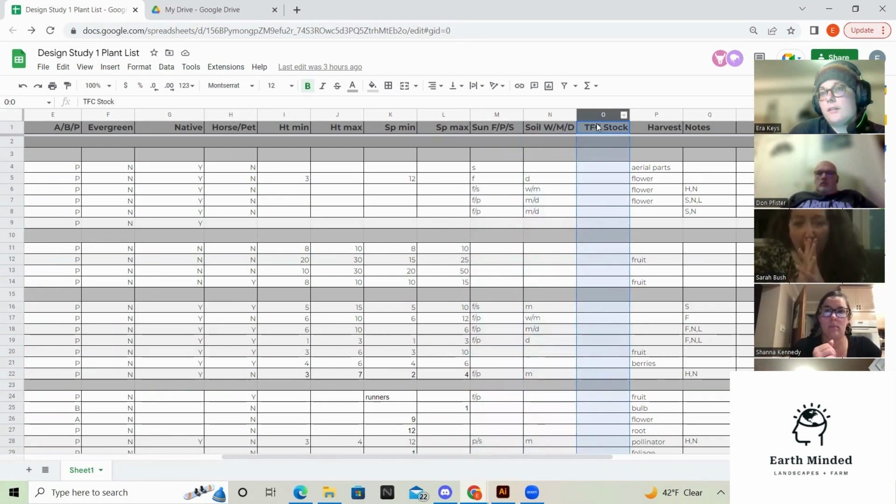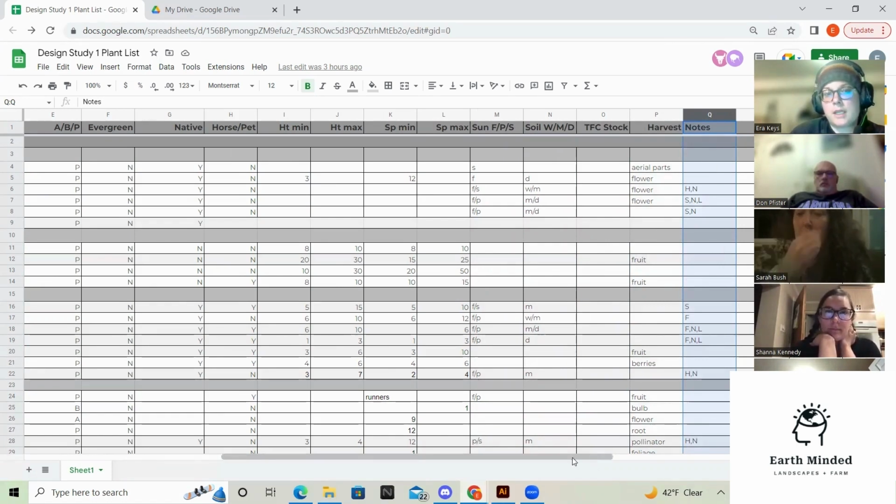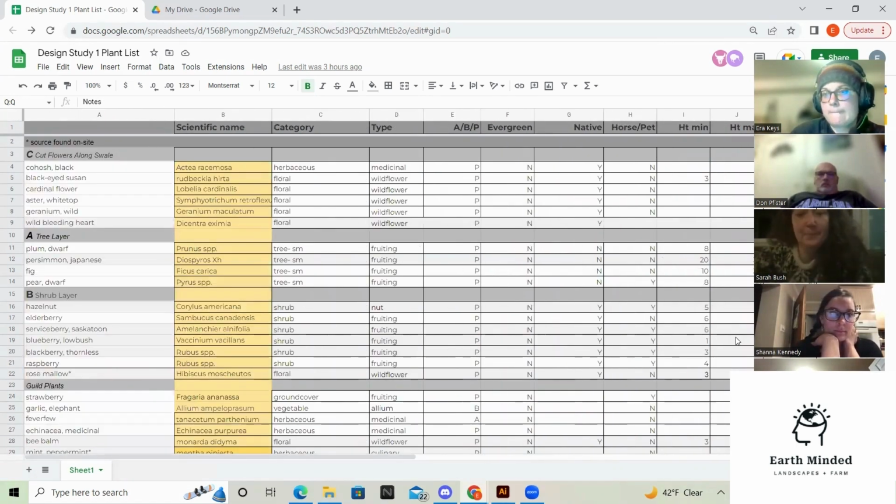This next column is not relevant for our conversation. This is a local nursery. Do they have it in stock? Column P is harvest. What parts of the plant do you harvest that is edible? And Q is notes. That's for project managers on site. Any questions about what these different columns mean as you explore this?